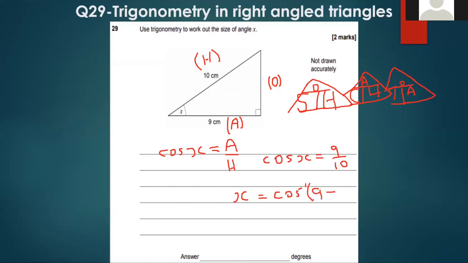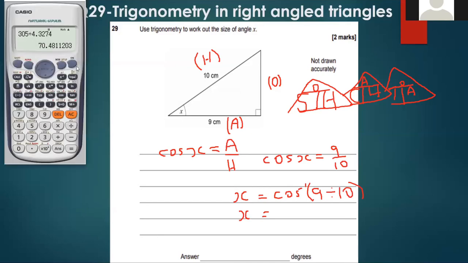Putting that into my calculator, guys. Getting my calculator out, it's going to be inverse cos of 9 over 10. So I'm going to press shift, and then I'm going to press the cos button, which is going to show me the cos inverse. Shift and then cos, and then I'm going to put 9 divided by 10, then close the brackets, and then press equals.